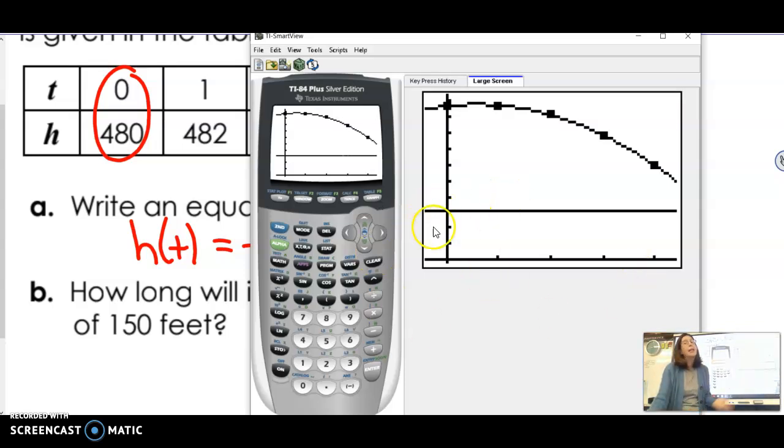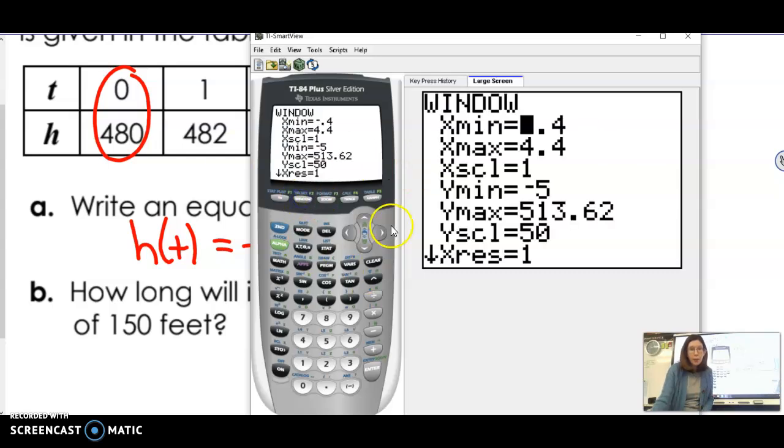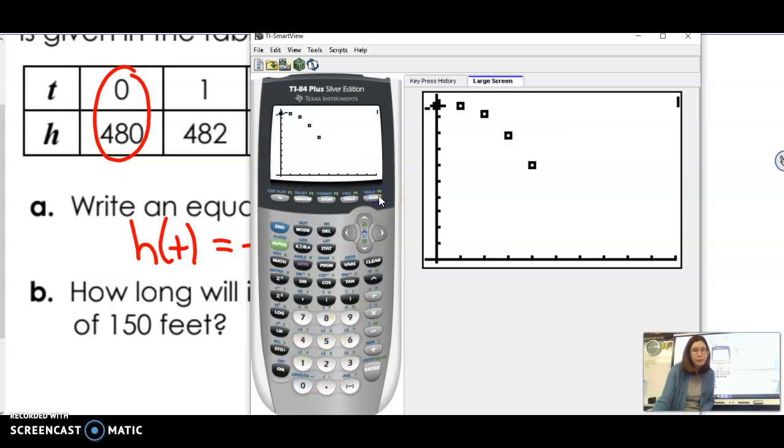And now I see this line. Okay, well now I have another problem. I can see the line, but I need to be able to see where they cross. So I need to go into the future just a little bit. So on my window, my X maximum needs to be a bigger number. So I'm going to go to maybe 10. Hit graph.